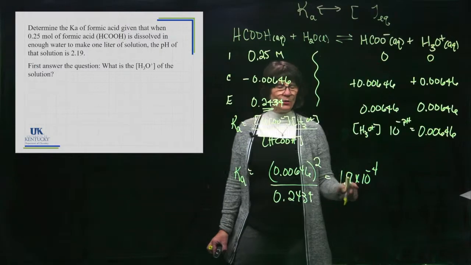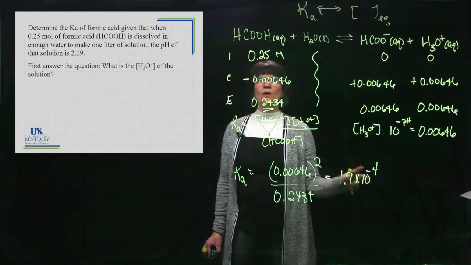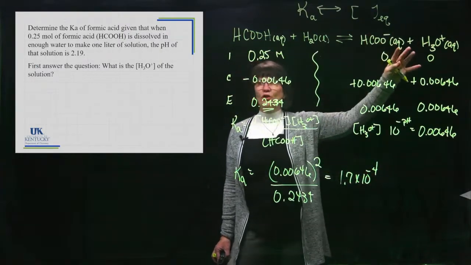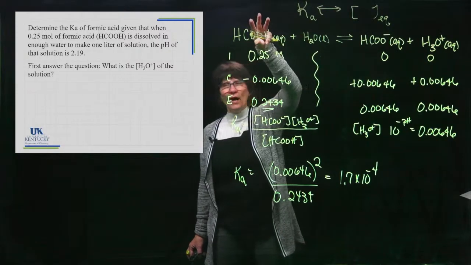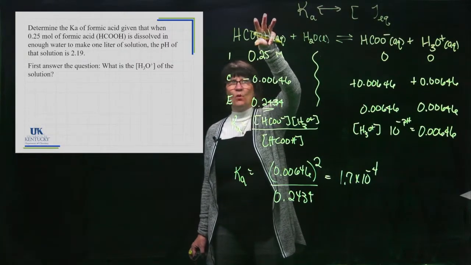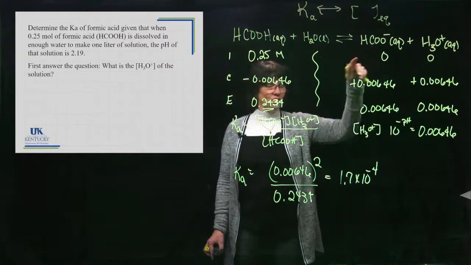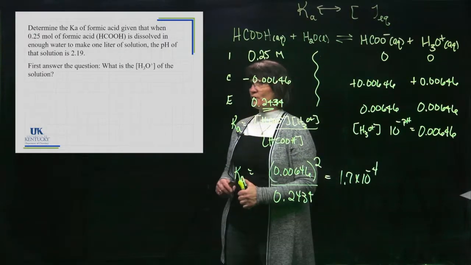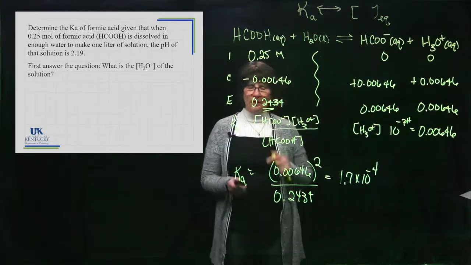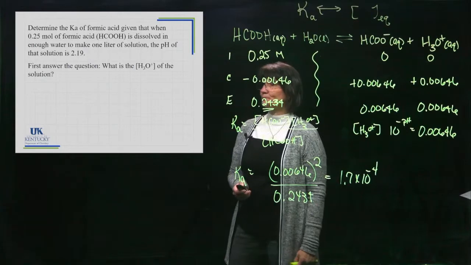Since it's a weak acid, we expect a negative power. Weak acids don't lie very far to the right at all. They have way more, thousands of times more of this form than they do those forms. Okay, so that is how to determine a Ka value.